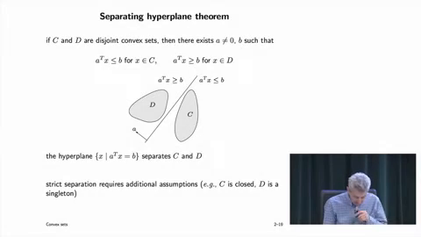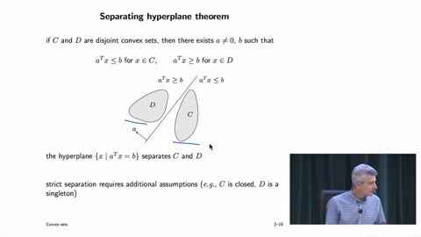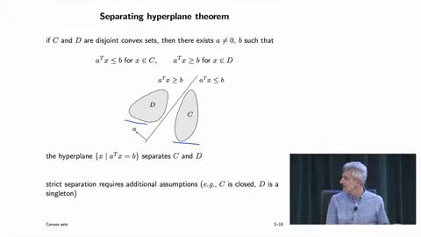Separating hyperplane theorem: it's quite straightforward. Geometrically, it's extremely intuitive. It says the following. If you have two convex sets, say like D and C, and they're disjoint, then you can actually put a hyperplane in between them. Okay, so that's the statement.